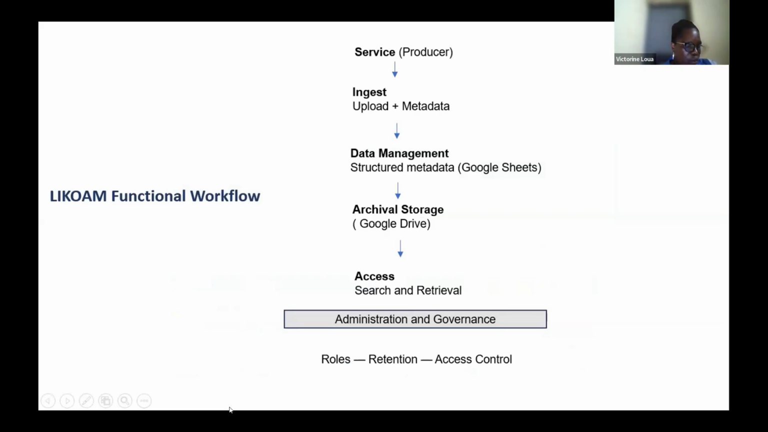The Liquam functional workflow. This summarizes the complex Liquam functional workflow. It shows how a record moves from creation to control, access, and preservation. A service produces a record. The record is ingested with structured metadata. Metadata is managed in Google Sheets. Files are stored in Google Drive. Record becomes searchable. Governance ensures retention and access control throughout the process.